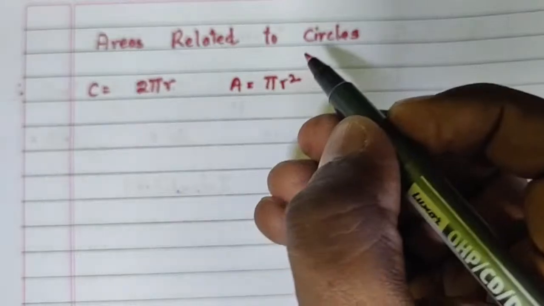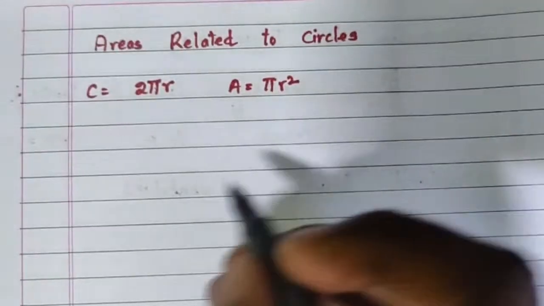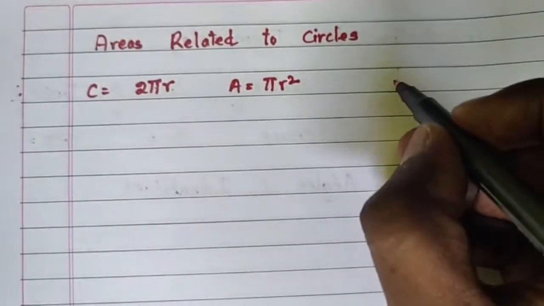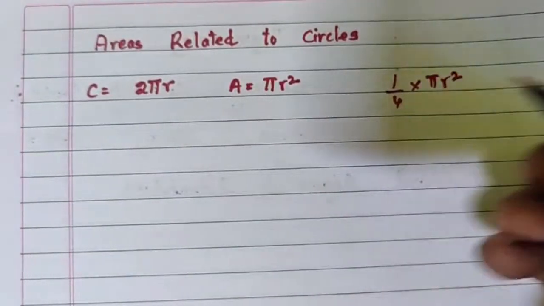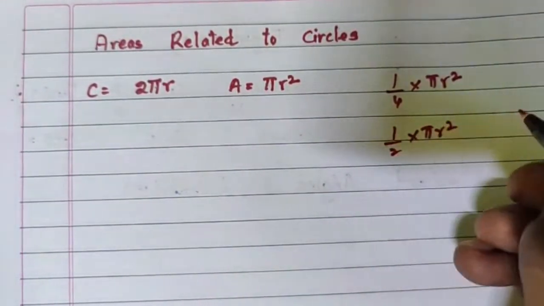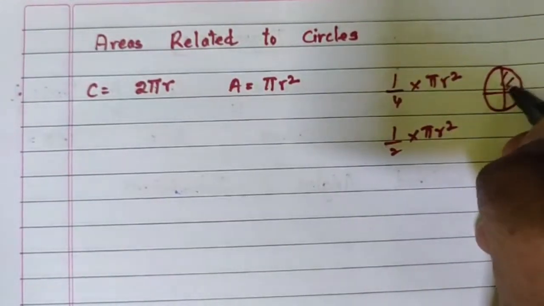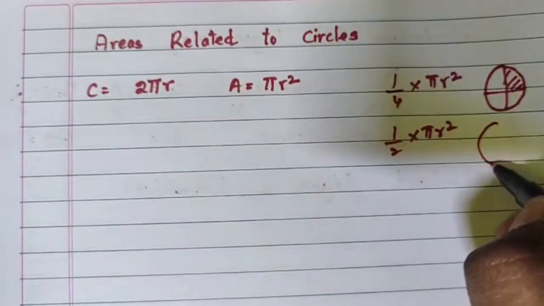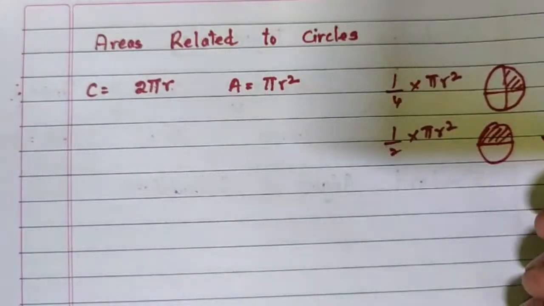Circumference of a circle is 2 pi r. Area of a circle is pi r square. Then area of the quadrant, that is 1 by 4 times what? Pi r square. Area of semicircle is half of pi r square. Quadrant is 1/4 of the circle. Semicircle is half of the circle, area of half of the circle.